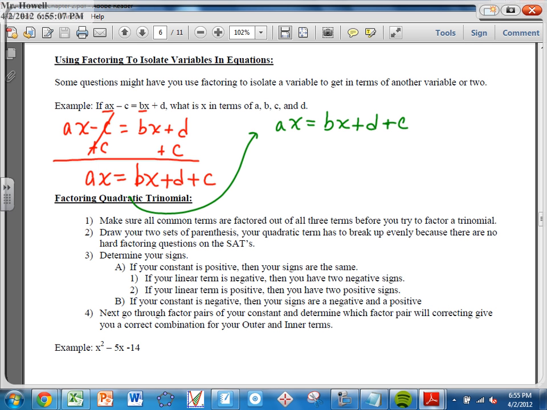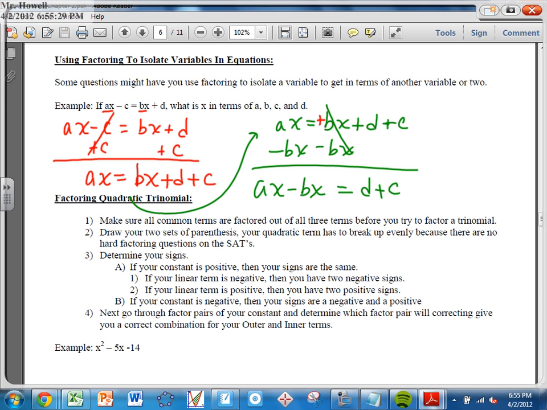Now at this point, let's subtract bx, because bx is currently being added. Again, there's really an imaginary plus sign in front of here. So let's subtract it. Subtract bx, subtract bx. You get ax minus bx, these drop off, equals d plus c.